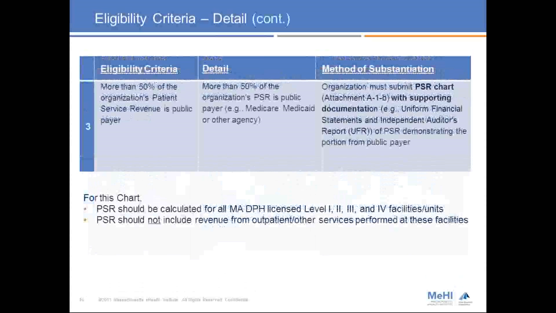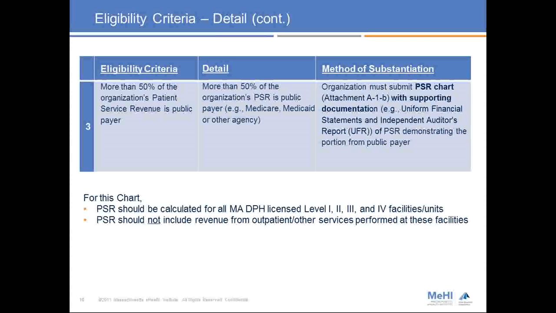The third eligibility criteria is that more than 50% of the organization's patient service revenue must be public payer, for example, Medicare or Medicaid. It is important to note that here, patient service revenue, or PSR, should be calculated for all of an organization's long-term post-acute care facilities in the state. That's Mass Department of Public Health license levels 1, 2, 3, and 4. However, the PSR should not include revenue from outpatient or other services that may be performed at those licensed facilities.